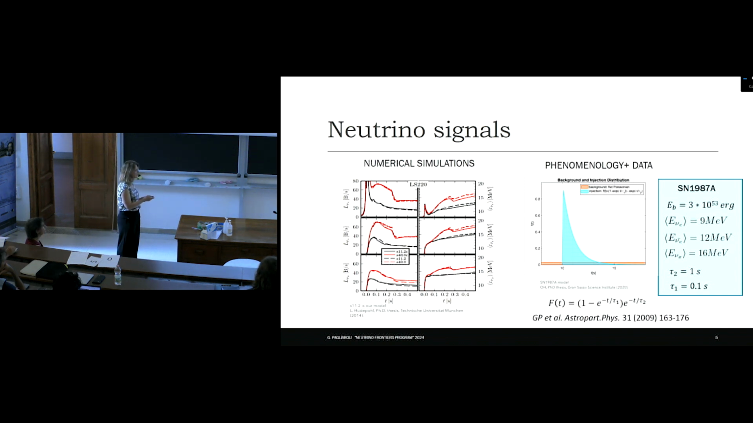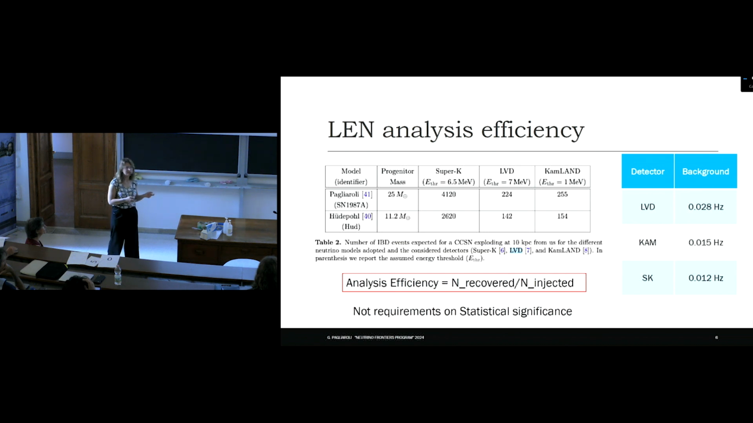So let's go on. With these assumptions, let's see what is the expectation in the 3 detectors that I considered, the Large Volume Detector, KamLAND, and Super-K. So these are the number of inverse beta decay events that you can obtain for the different detectors for a supernova 10 kiloparsecs away, assuming this energy threshold in this analysis. And then we also simulate, of course, background for all these detectors. So we simulated 10 years of background.